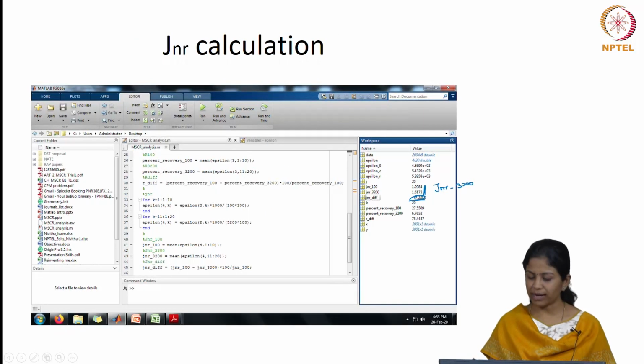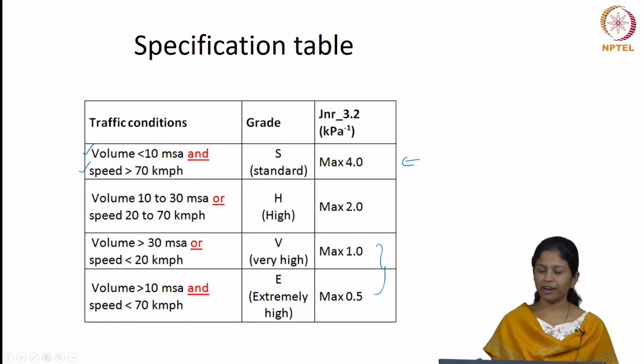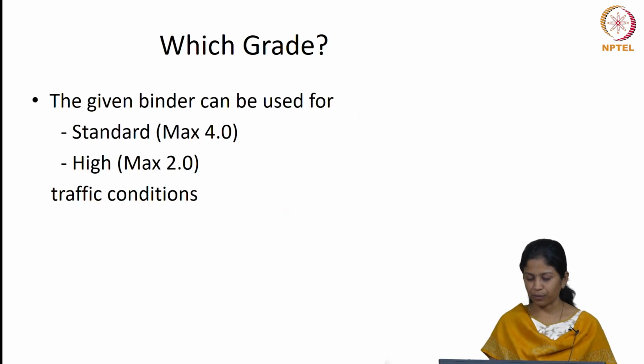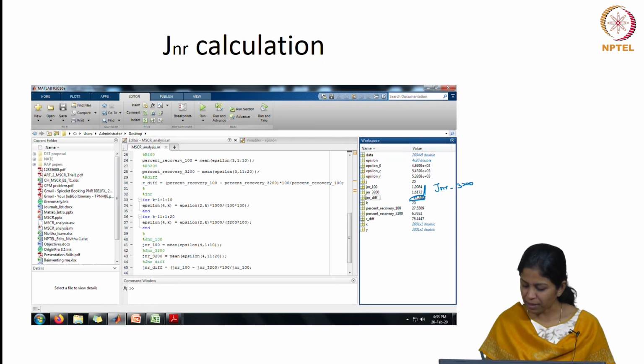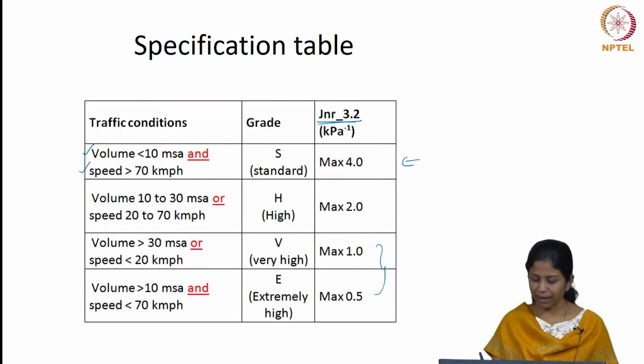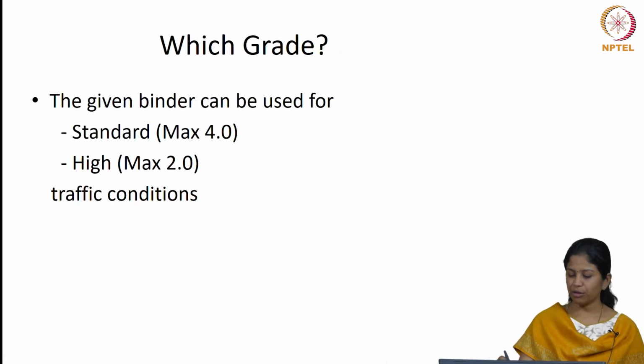Now, let us go back and look at our JNR at 3200. You have to see that though we have calculated a number of parameters, this table is specified only based on JNR at 3.2. From here we can see that the JNR at 3200 is 1.6. When we come back to this table, we can see that these two cases should have a maximum of 1 only, but we have a value of 1.6. So this can fall under this grade or this grade. The conclusion we derive is that the given binder can be used for standard or high traffic conditions.